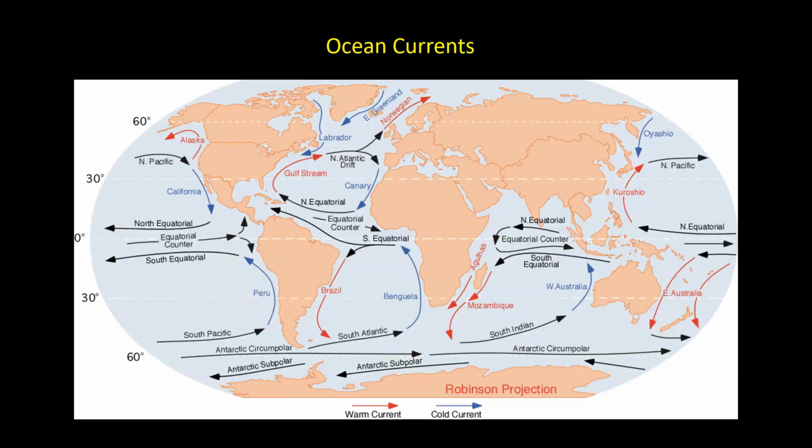Now, take a moment and look at this map of the world's surface currents. You can see several large loops called gyres, including the North Pacific Gyre here and the North Atlantic Gyre here. These gyres transport warm water from the equator northward and then back southward in one giant loop.